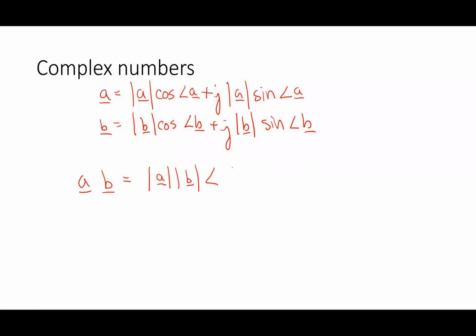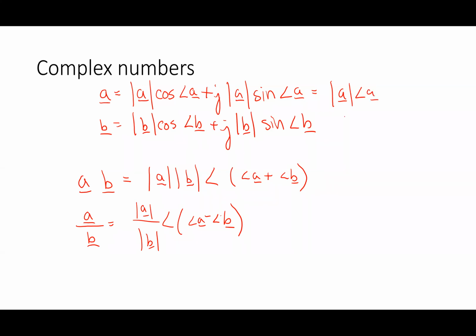And then the angle of the result is going to be what? Addition: angle A plus angle B. Now, if I said let's do A divided by B, what would that be? The magnitude of A divided by the magnitude of B, and the angle is angle A minus angle B. So I'm saying this is magnitude A, angle of A, and magnitude of B, angle of B. The other way to write these that you've learned is what?